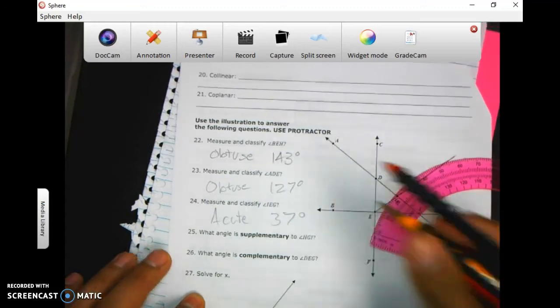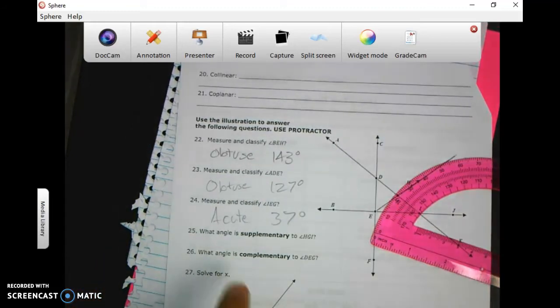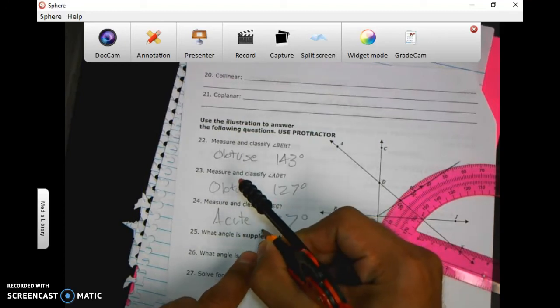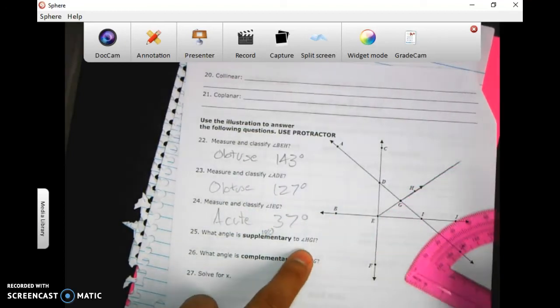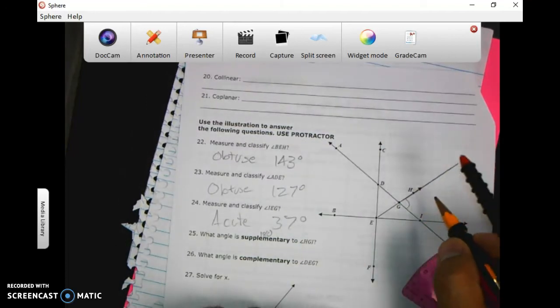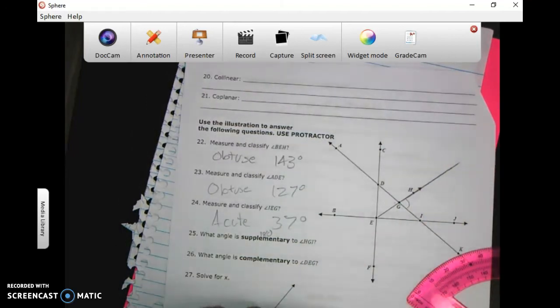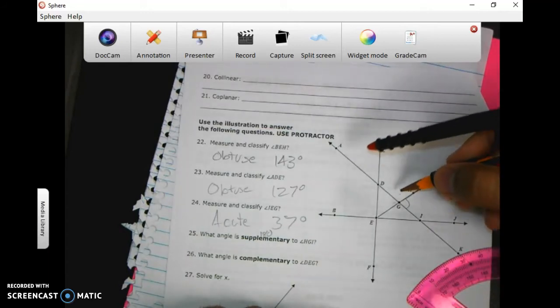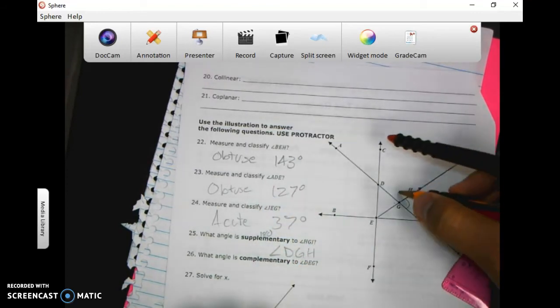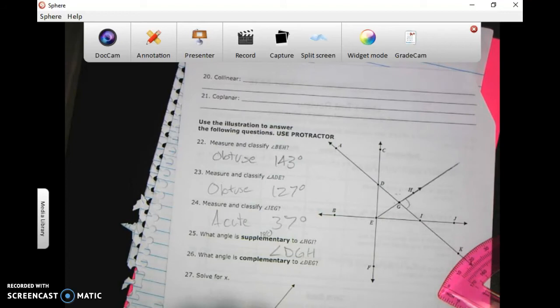37 degrees. So, they ask, what angle is supplementary? If you remember, supplementary adds up to 180 to HGI. HGI is right here. What next to it would make a straight line? I would say this angle right here, right? That's DGH. Angle DGH. Those two would be 180, straight line.